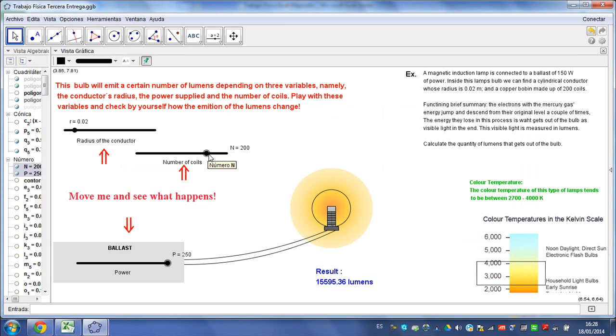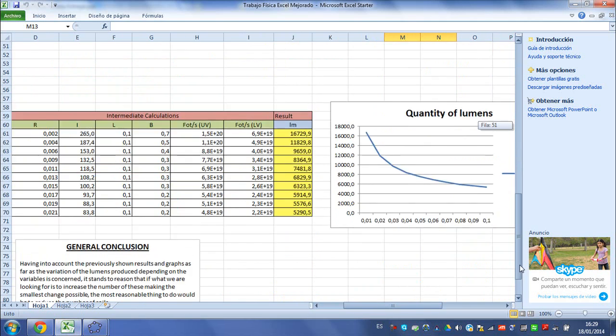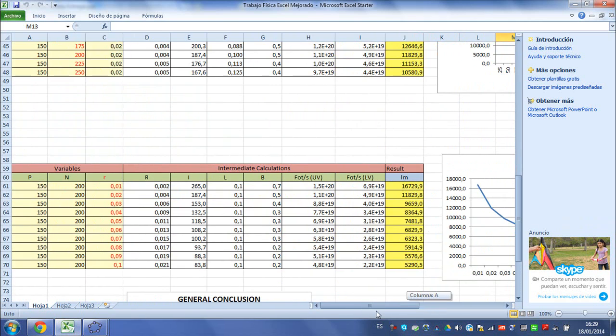What we have deduced from our Excel is clearly represented here. We can easily see how the emission of the lumens shrinks as the number of coils increases. In any event, the emission we obtain with 25 coils is much stronger than the one with 250. So, last but not least, we've got the radius of the conductor, which is here.